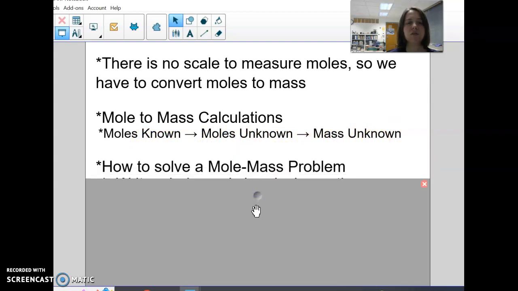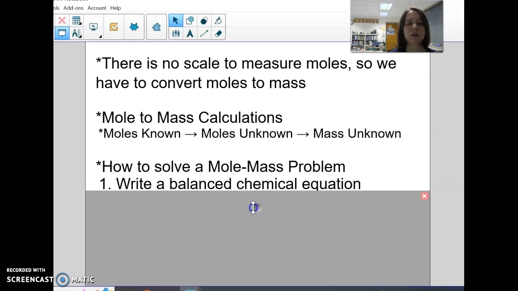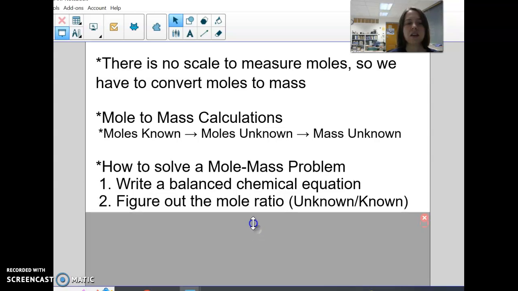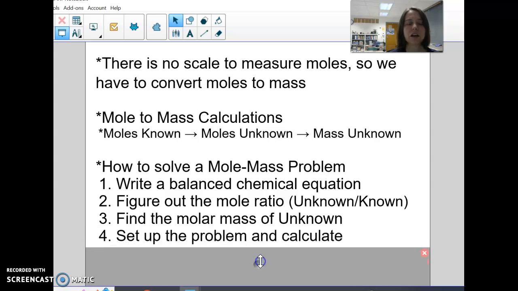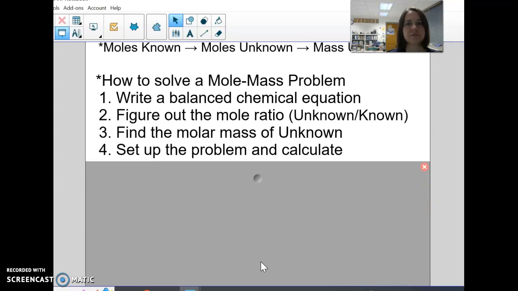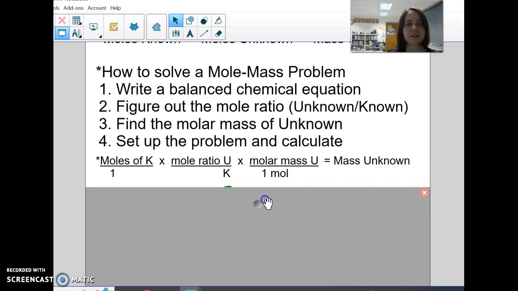So how do we solve a mole to mass problem? Well, the first thing we do is write a balanced chemical equation. The next thing we're going to do is figure out the mole ratio of your unknown over your known. Then you're going to find the molar mass of your unknown and set up the problem and calculate. So your moles of your known over 1, times your mole ratio, unknown over known, times your molar mass of your unknown over 1 mole, equals your moles of your unknown.